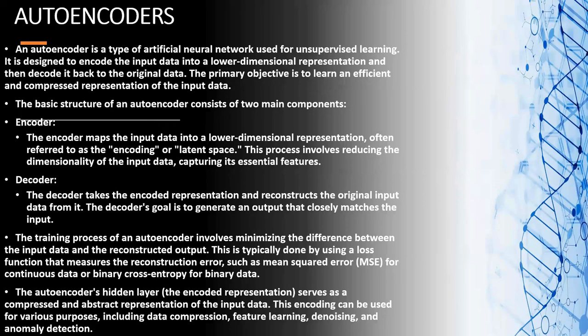So the decoder takes the encoded representations and reconstructs the original input data from them. The decoder's goal is to generate an output that closely matches the input. That means when you train on a cat image, the decoder reproduces a similar image.